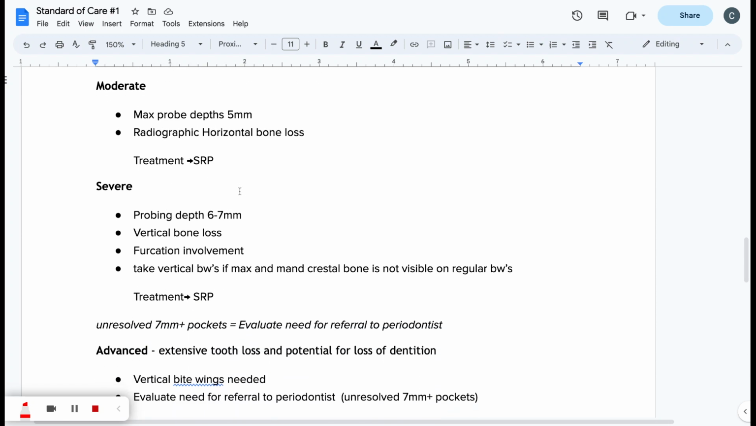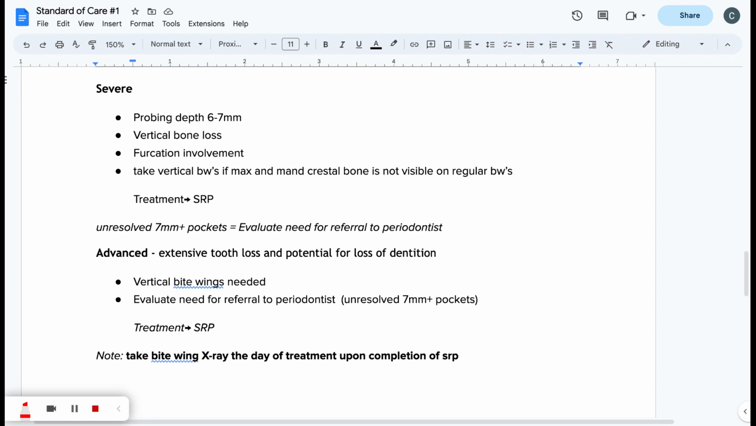Okay, so for these patients, it would be the same thing, scaling D4346 and fine scale. For the moderate periodontitis patient, we're going to see 5 millimeter pockets as the maximum. And we're going to notice horizontal bone loss. This patient would come in for SRP.